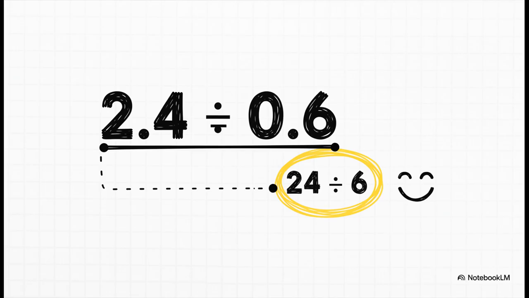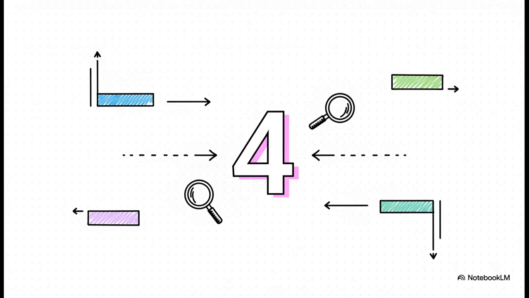It becomes 6. But, and this is the key, whatever we do to that number, we have to do to the other one too. So we also slide the decimal in 2.4 1 place to the right, and it becomes 24. And look at that! Our new, much friendlier problem is just 24 divided by 6. And what is 24 divided by 6? You know this one. It's 4. And that's it. That's our final answer. By just sliding the decimals around, we turned a tricky problem into one you can do in your head.